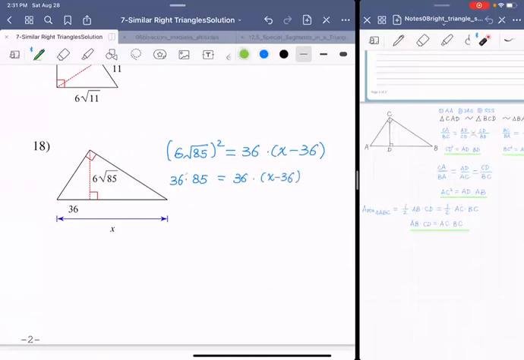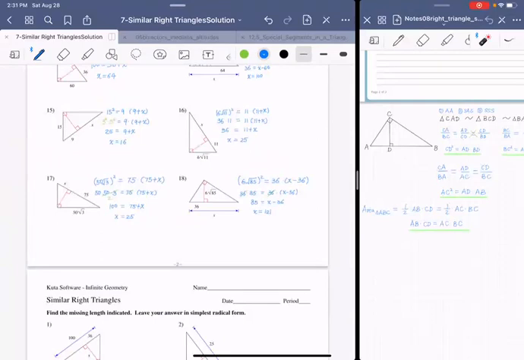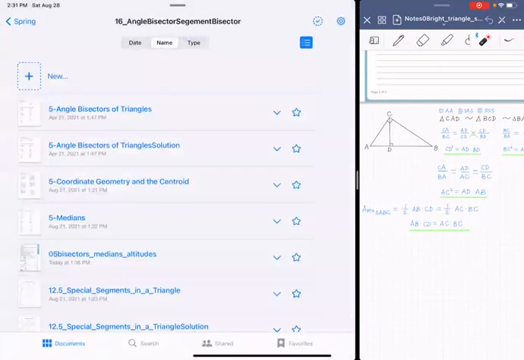Okay. 36 will be canceled, correct? 85 equals x minus 36. x equals 121. Very good. Okay. All right. So that's those questions here. Let me see.